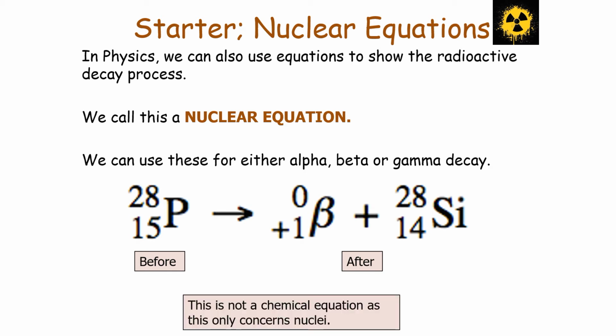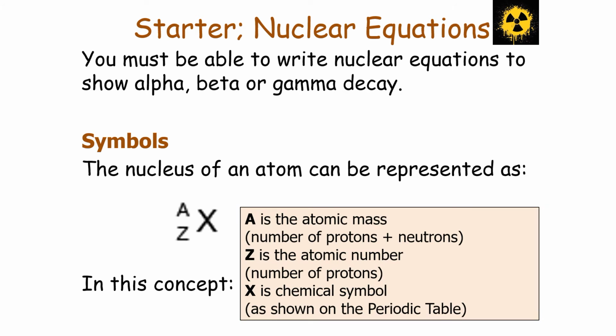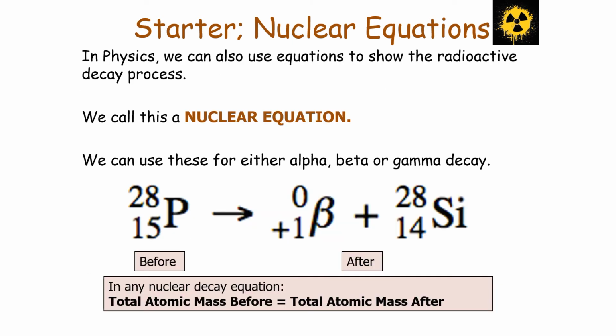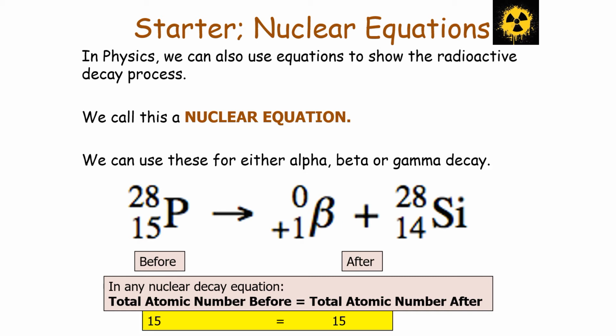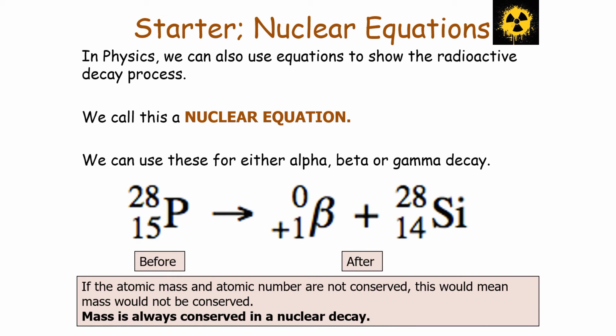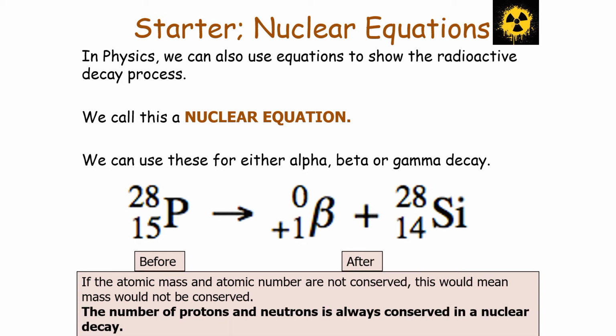Now remember, this is not a chemical equation as it only concerns nuclei, because only the nuclei decay in nuclear decay. So we can represent, like we said before, a nucleus of an atom with A as the atomic mass and Z the atomic number. So in any nuclear decay, the total atomic mass before equals the total atomic mass after. So in this instance, 28 before equals 28 after. And again, the total atomic number before equals the total atomic number after. So in this case, 15 before equals 15 after. So mass is always conserved in a nuclear decay, and the number of protons and neutrons are always conserved in a nuclear decay, which is a fundamental concept found in chemistry.